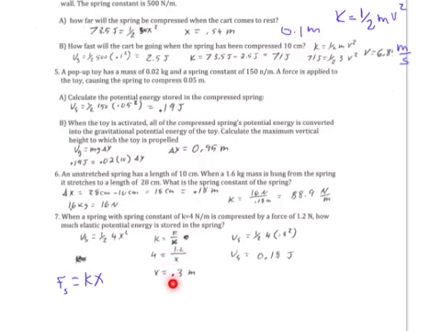So now that I know how much it's stretched, I take the 0.3 meters and I put it up here for x. I have to remember to square it. So now I have the spring potential energy equals half the spring constant k times the distance stretched squared, and when I solve it I get 0.18 joules.